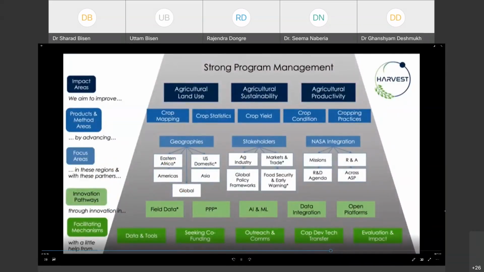This infographic describes the impact areas, method areas, focus areas, innovation pathways, and facilitating mechanisms of the Harvest program. You can see it is a very strategic and all-encompassing approach to advance Earth observations for public and private benefit.